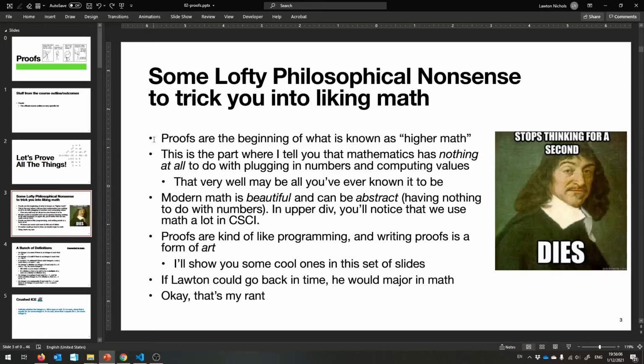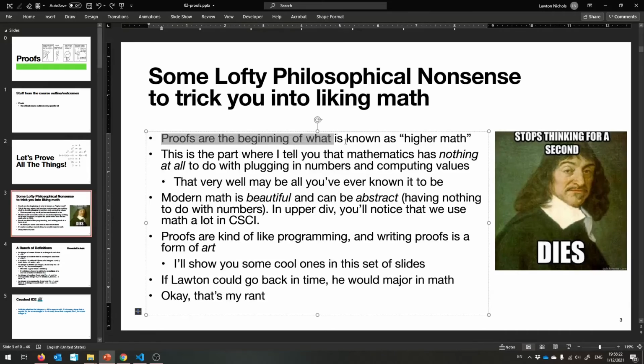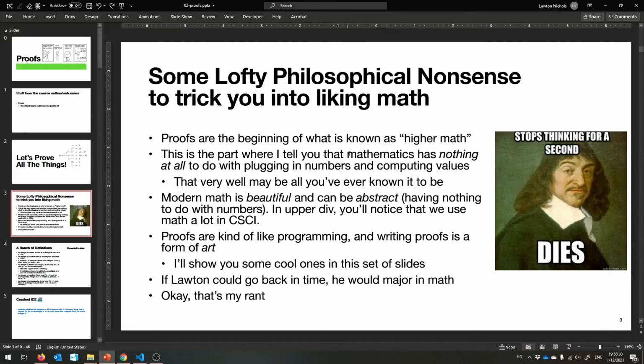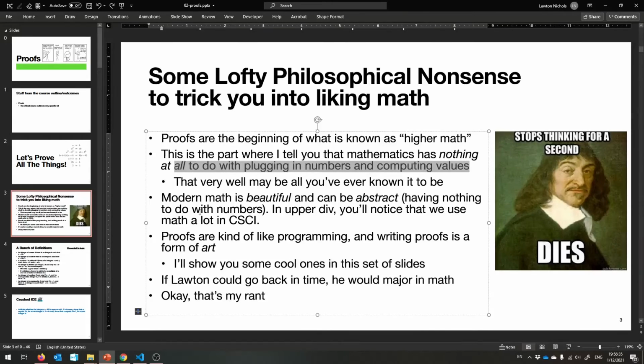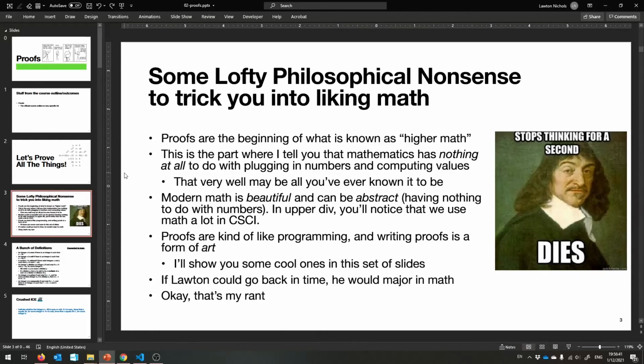All right, so before we get started, I want to try and trick you into liking math, because maybe you are not a fan, okay? And maybe you chose computer science because you don't want to do any math. So let me try my best here. Learning about proofs and how to prove things is a different kind of math than you might have been exposed to. It's like higher math, advanced mathematics, they say. And this kind of mathematics from here on out has absolutely nothing to do with plugging in numbers and computing values, which is maybe something that you've only ever experienced in a math class. Like that's all math has been to you so far in your mathematics career.